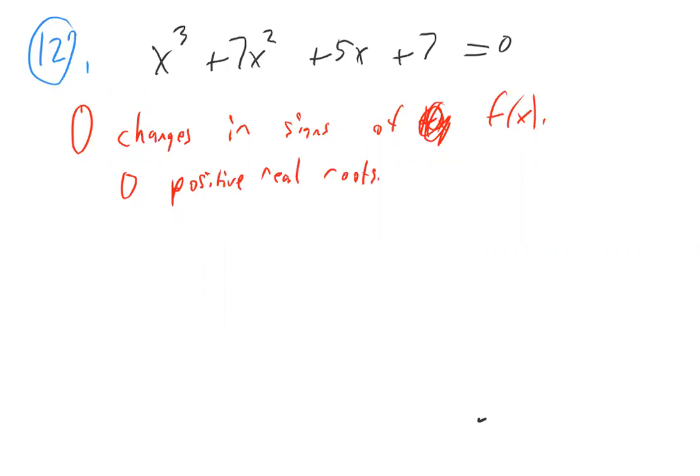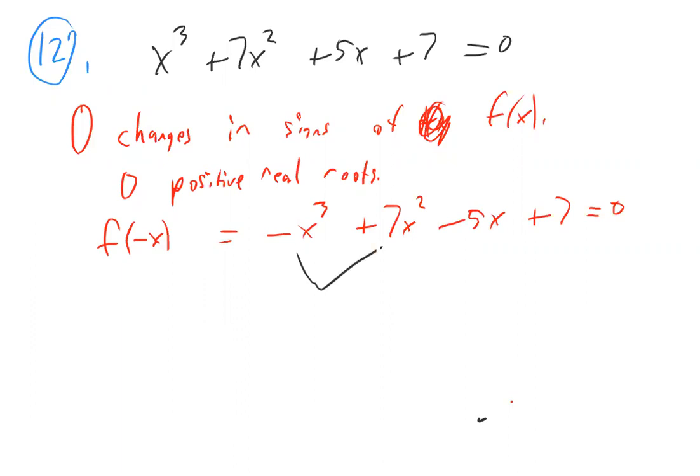Now we find f of negative x, which if you plug a negative x into it, the odd powers become negatives. So it's negative x cubed. The even powers stay the same as they were, but the odd number ones become the opposite. Now count the changes in signs. There is one change in signs, that's a change in signs, and that's a change in signs. So there's 3 changes in signs.